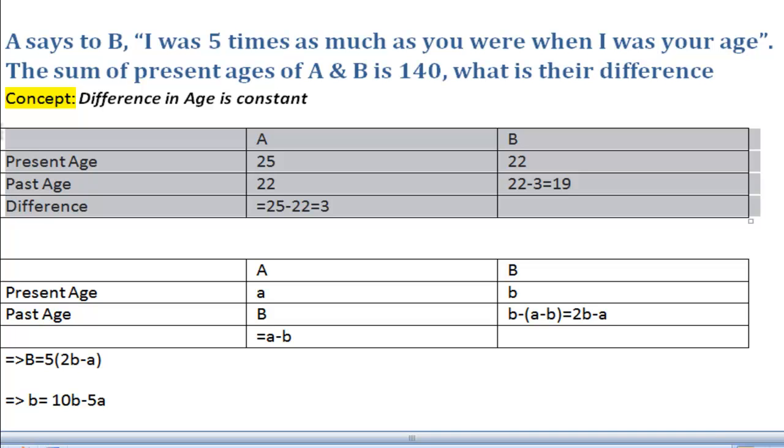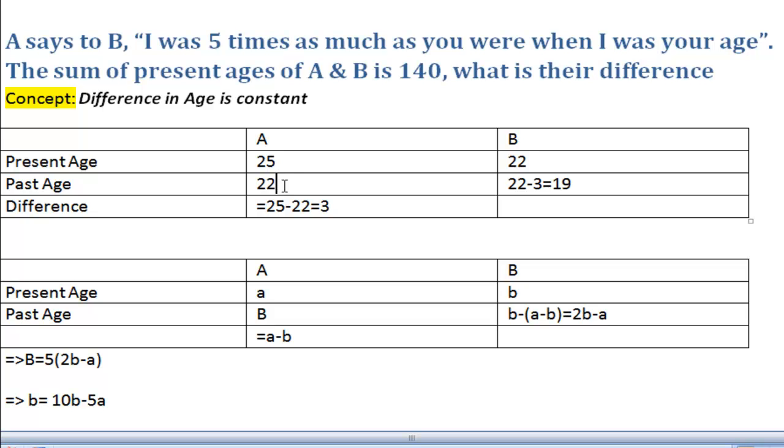This is a most important approach for any problem. If you don't understand the statement, try and take an example and see how it works, and then you can plug the values into the sum itself. So I have the present age, past age, and the difference for two people, A and B. I've assumed the present age of A to be 25 and the present age of B to be 22. If A is saying to B that the past age of A is the same as B's present age, so I'll have the past age of A to be 22.